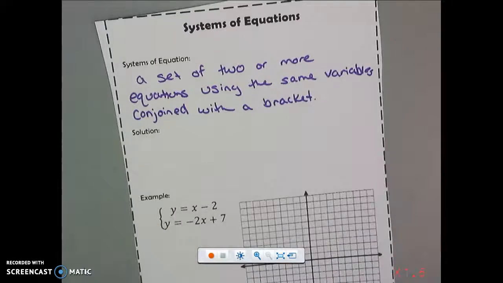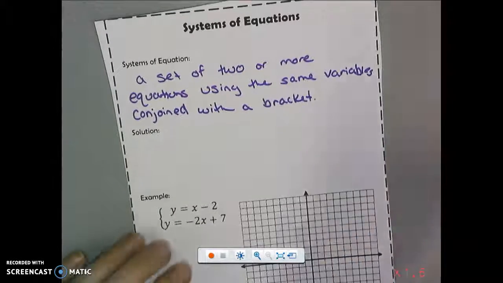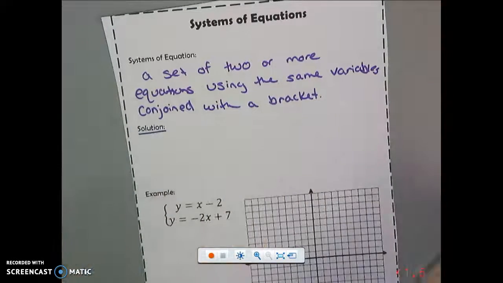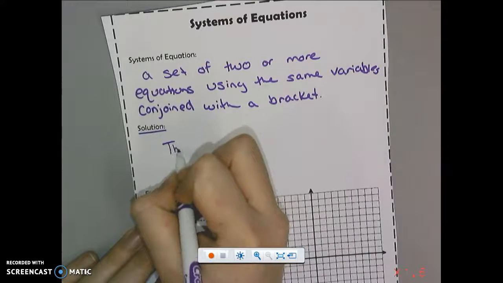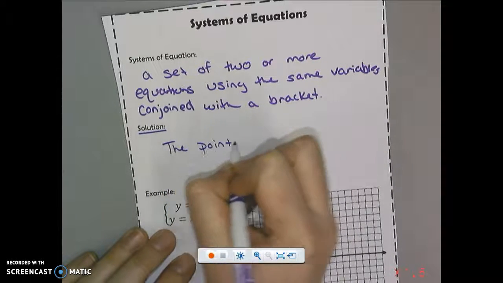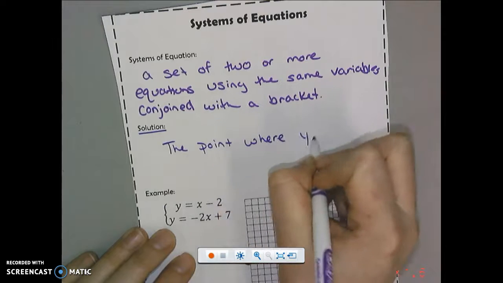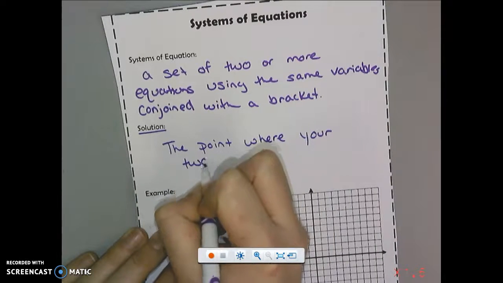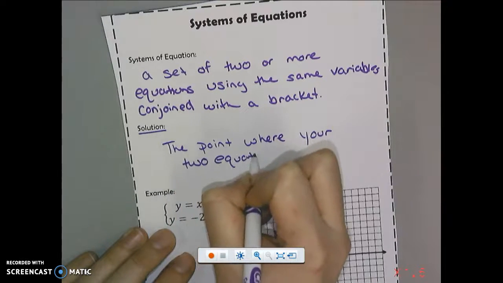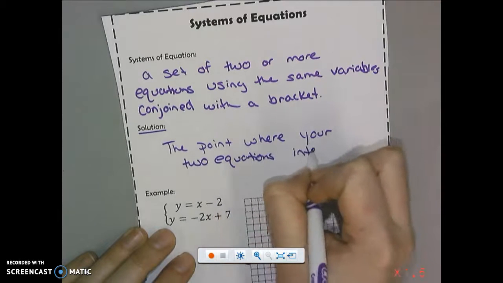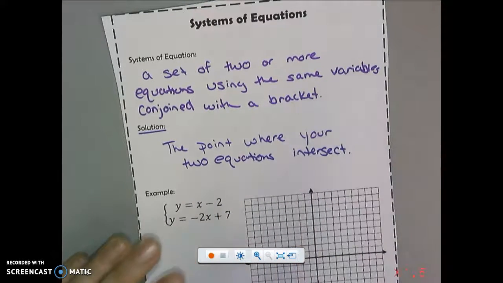And what I really like most about systems of equations is that the solution, meaning the answer, is the point where your 2 equations intersect. So just where they cross.